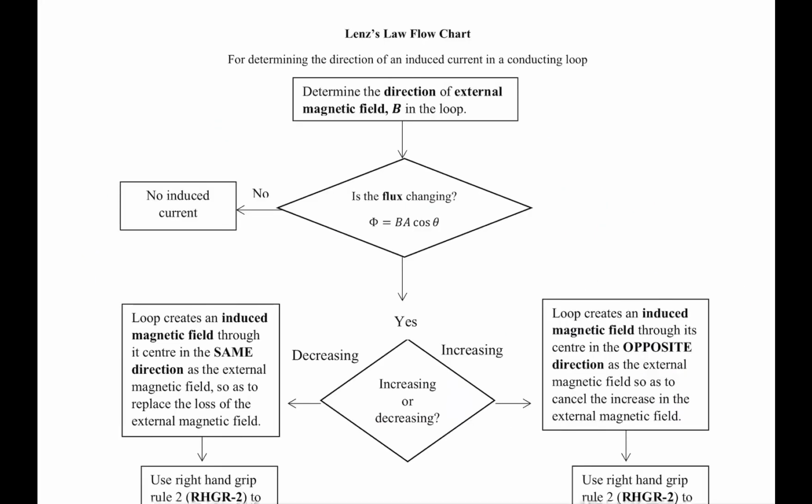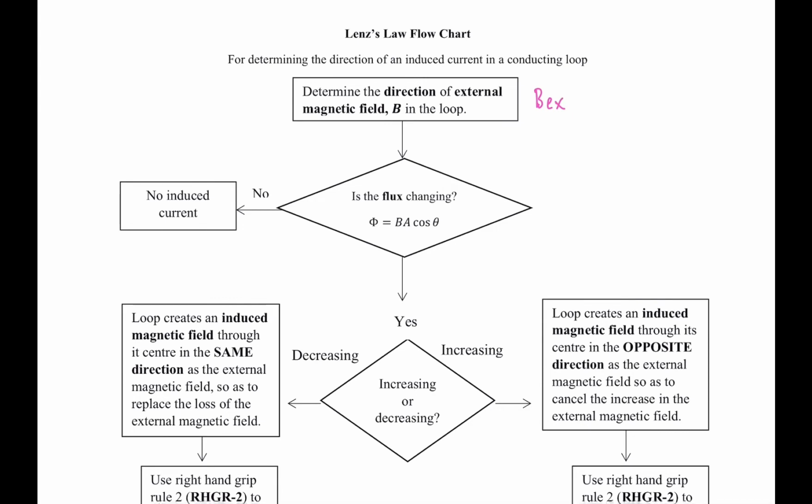So this is a Lenz's law flow chart, how to determine the directions of induced current in the conducting loop. Okay, so first of all, we need to determine the direction of the external magnetic field in the loop. This will be given in the questions. Mesti akan ada dalam soalan external magnetic field, means that in the question, what is the original direction of the magnetic field? Okay, so first of all, we're going to determine the external magnetic field. Then we're going to check whether there's a change in magnetic flux ataupun tidak.